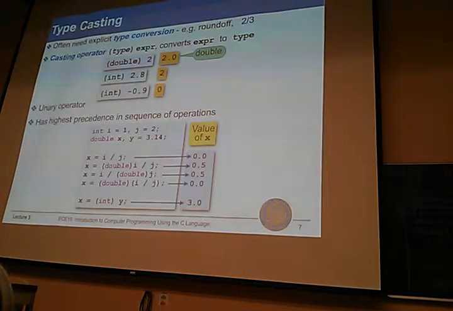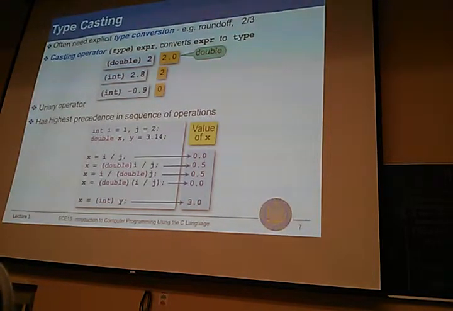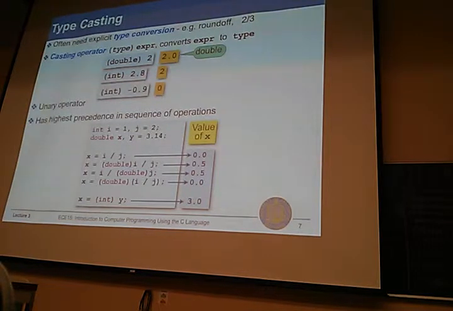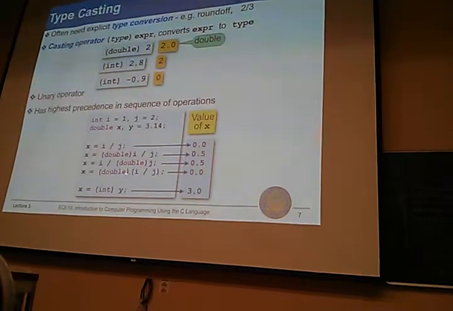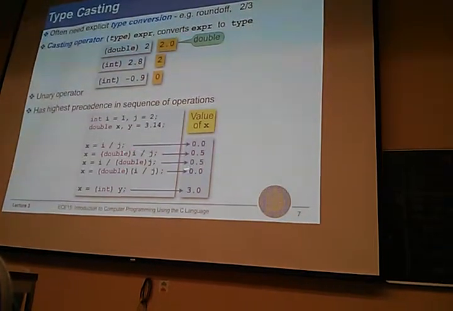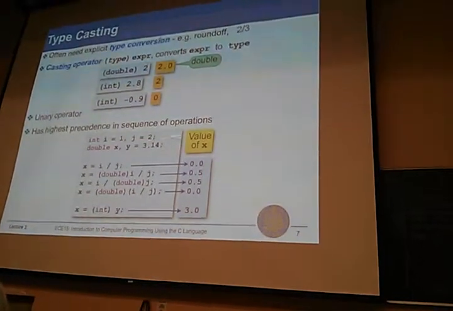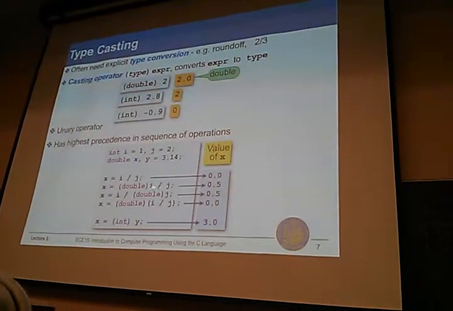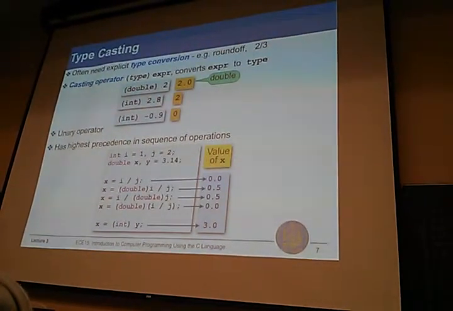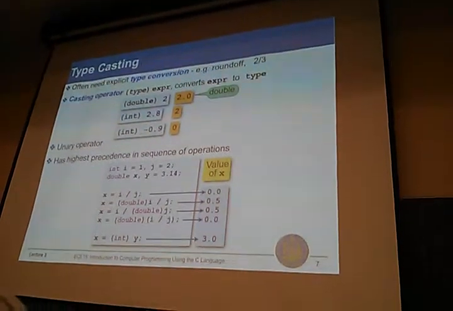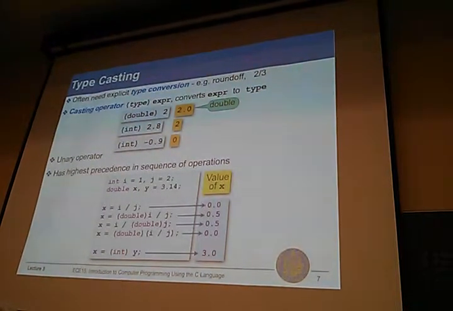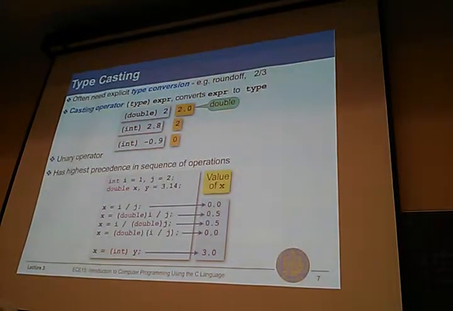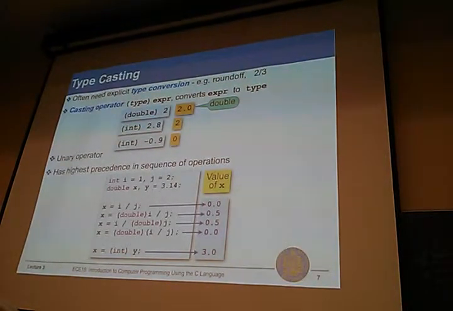So the casting, and whatever comes after the casting, is what gets cast. If it's i divided by j there, everything becomes a double because of the parentheses. In this other case, because there are no parentheses and casting has the highest precedence, the casting would be applied to the i before the division. So order of operations is really important. If you have the double i divided by j, it doesn't matter if the j is an integer.